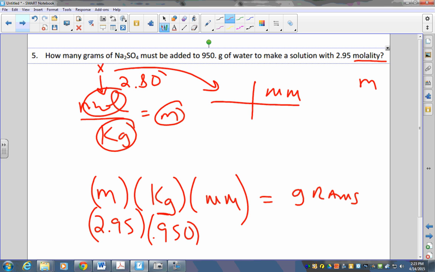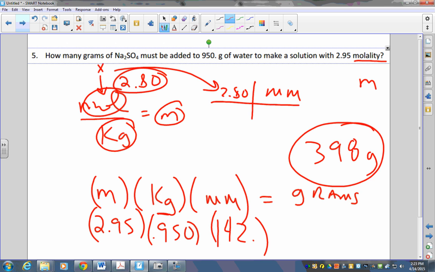Molar mass of Na2SO4 has got to be right around 142, ballpark. I just ballparked that, so be a little bit more accurate when you do that. Times 142, I get 397. How many significant figures in this? 3. So 398 grams is what your answer would be. Same principle, same idea. In this case, you're just going to go kilograms times molality times molar mass. If it's a multiple choice problem, quick solve it. Make sure you show your work on your tests. Otherwise, that's not so good.